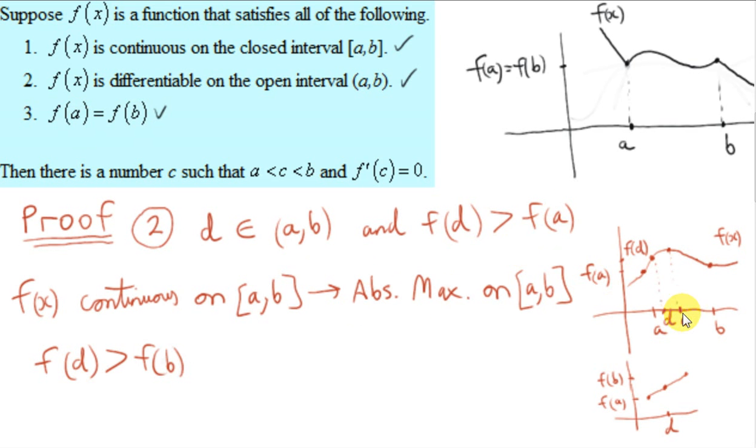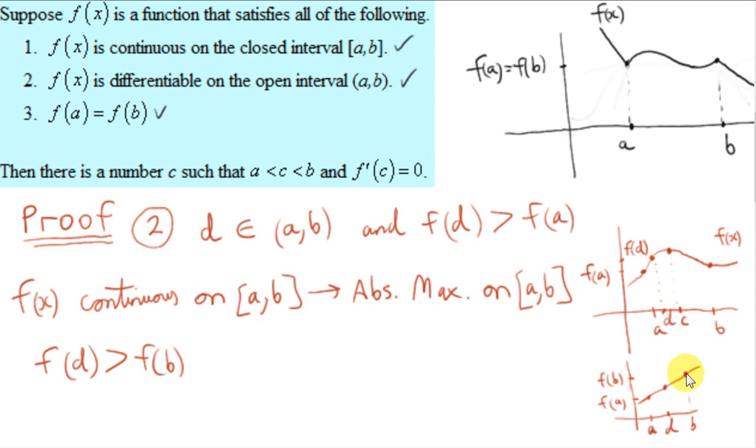So that actually tells us that the point c, which gives us our absolute maximum on the closed interval a b by the extreme value theorem, also gives us a relative maximum. Look at this picture here. Suppose f of a is not equal to f of b, and then we can't apply Rolle's theorem. Well, we can see from this picture that f of d is indeed greater than f of a, and by the extreme value theorem, the absolute maximum occurs at b.